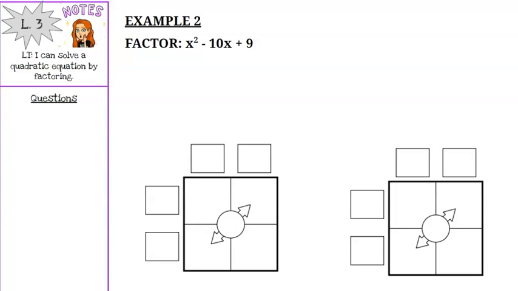All right, let's try another one. We have x squared, that goes in that first box, minus 10x, that goes in the circle, plus 9. So again, x squared is going to be made with x times x.